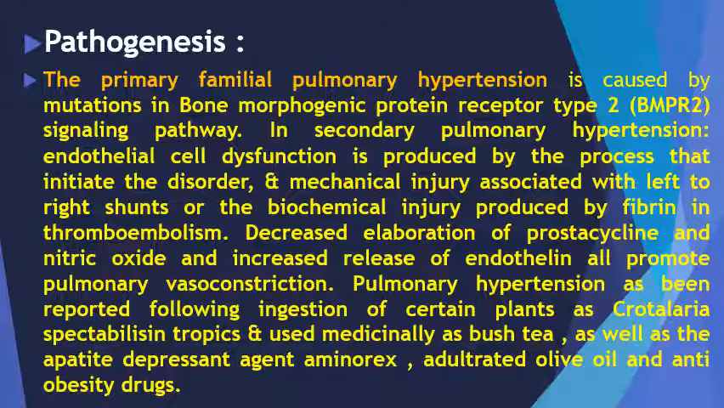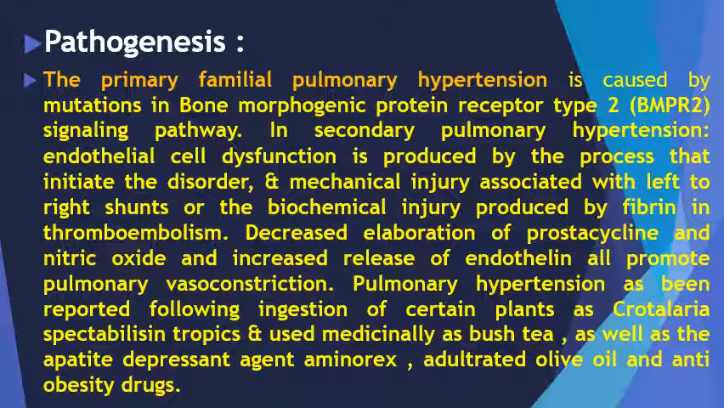So according to the cause that leads to the pulmonary hypertension, endothelial cell dysfunction is produced. Also, there is a decrease in the elaboration of prostacyclin and nitric oxide, and an increase in the release of endothelin. All these promote pulmonary vasoconstriction, which subsequently leads to increased vascular resistance in the pulmonary circulation and leads to pulmonary hypertension.